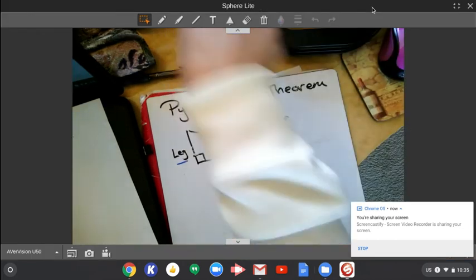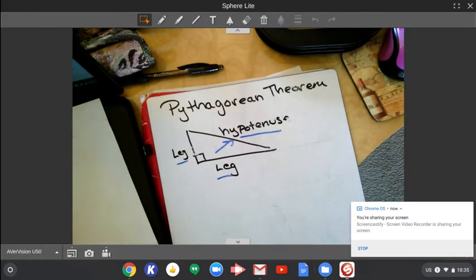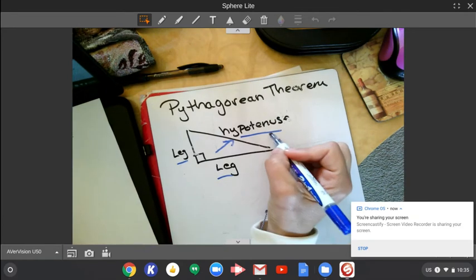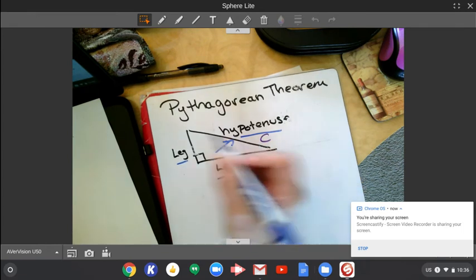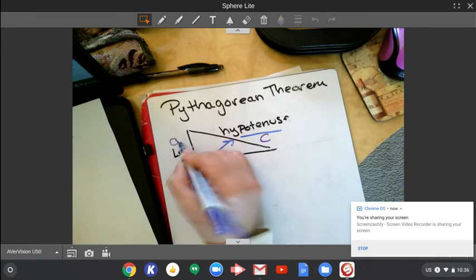Good morning. Today we're going to work on part 2 of the Pythagorean theorem. Yesterday you worked with finding C, or the hypotenuse. Today we're going to work on how to find the legs, A or B.